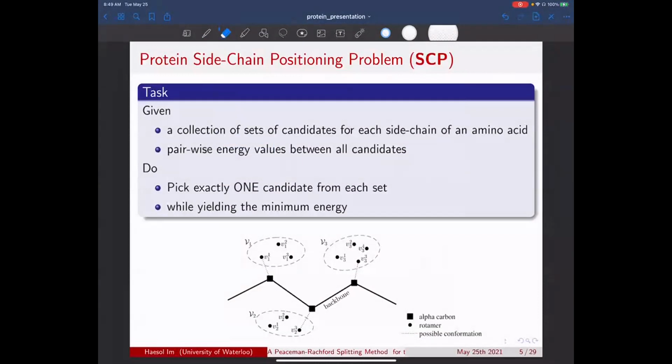So this is too little. Suppose that there are like 30 candidates in this set and 43 candidates here. After the pre-processing called data elimination, we reduce the cardinality of this set. And sometimes we get a set that has only one candidate in it.